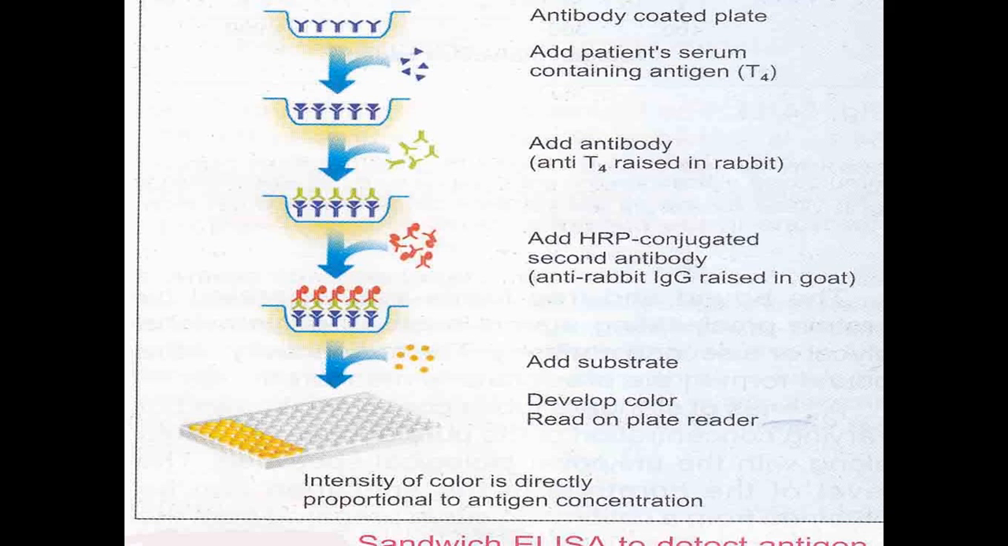Now when we add the substrate, what will happen? This antibody contains an enzyme. This enzyme acts on the substrate and converts the substrate into a product, and finally the color is changed. This color change is read in the spectrophotometer, and we can quantify the concentration. This is the sandwich ELISA technique.